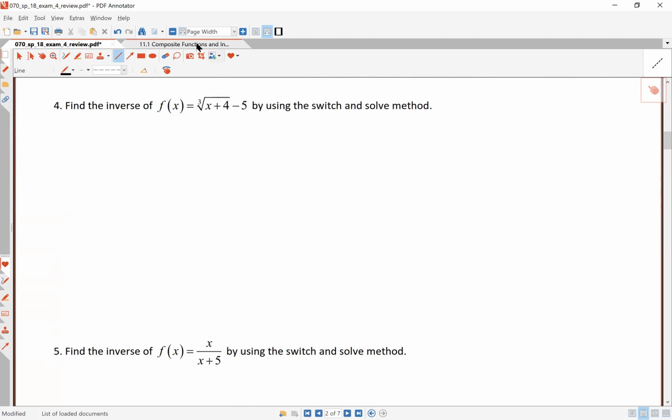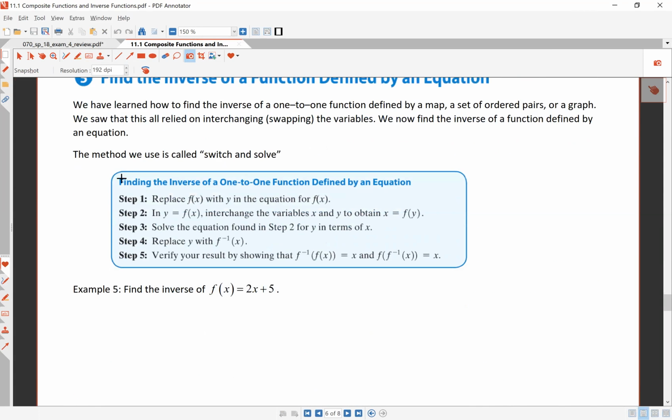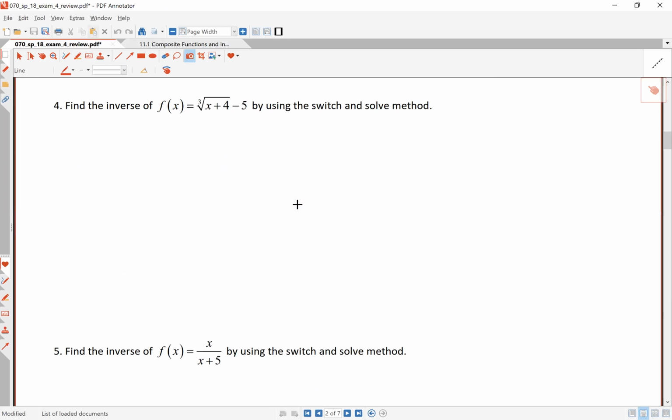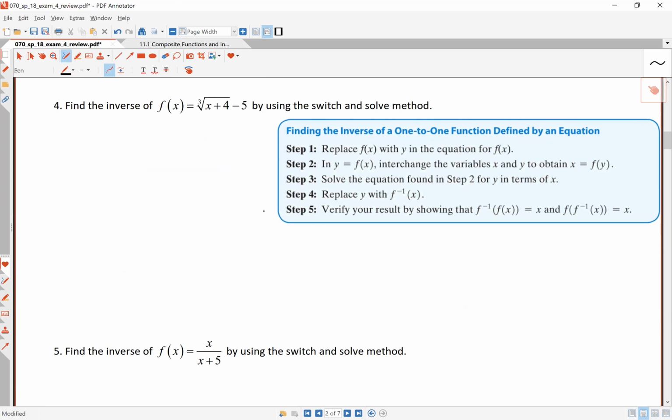Finding inverses by the switch and solve method. We have this as a procedure. The switch and solve method. Step 1 is to write the y back into the problem. Step 2 is the actual switch. Interchange the variables x and y, so we have x equals cube root of y plus 4 minus 5. We have formed the inverse function, but now we need to solve for y to write it in function notation. So we solve for y.